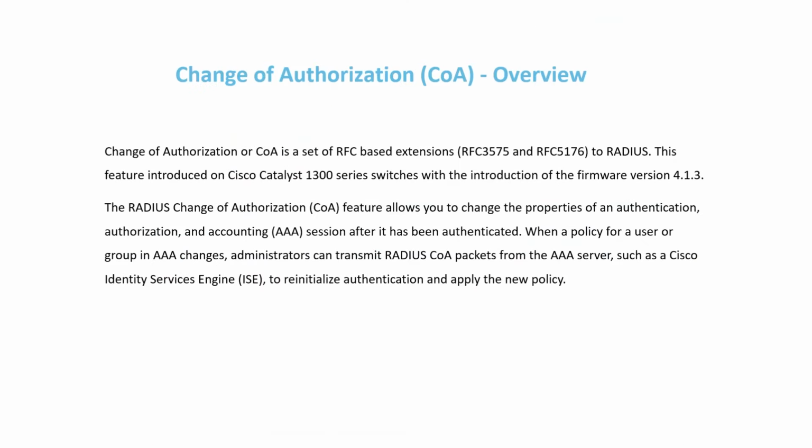I'll start with some important details of COA and how it works with the Catalyst 1300 switches. COA follows a set of RFC-based extensions, specifically RFC 3575 and 5176, to the Radius protocol. When a policy for a user or group within AAA changes, an administrator can send Radius COA packets from the AAA server, ISE, to reinitialize authentication and apply the new policy.